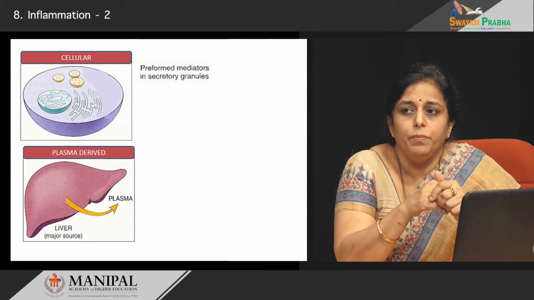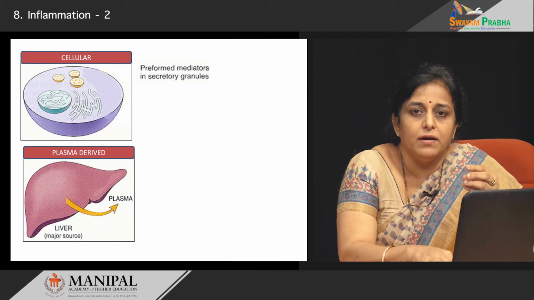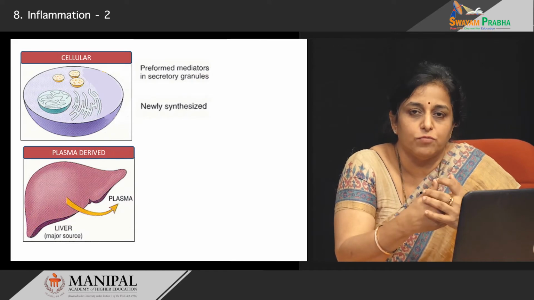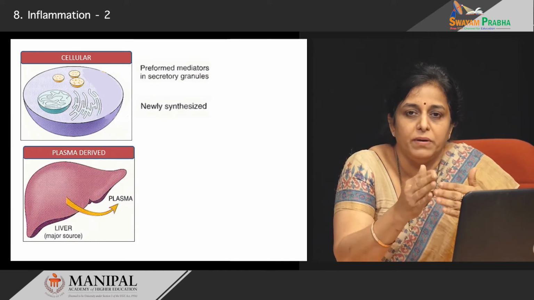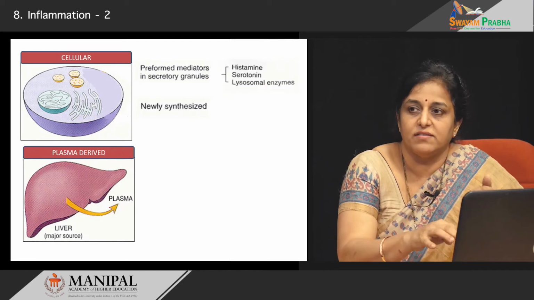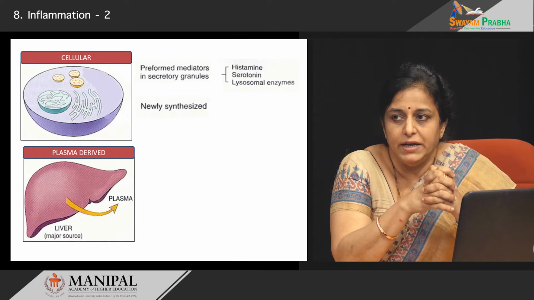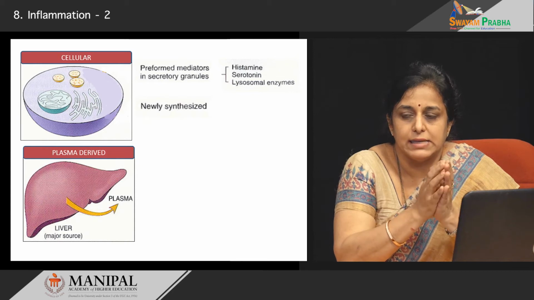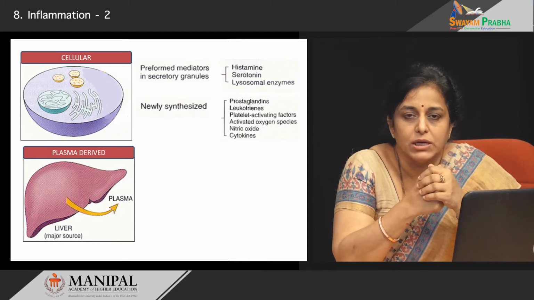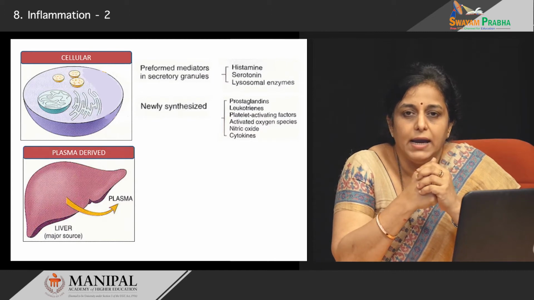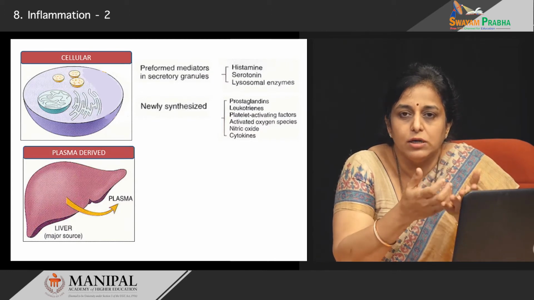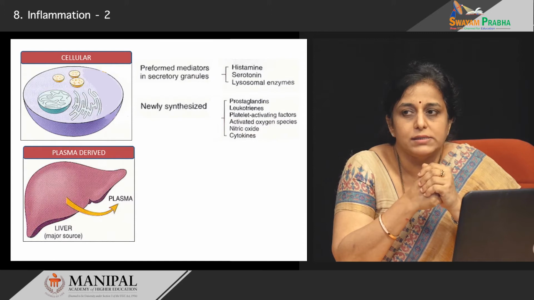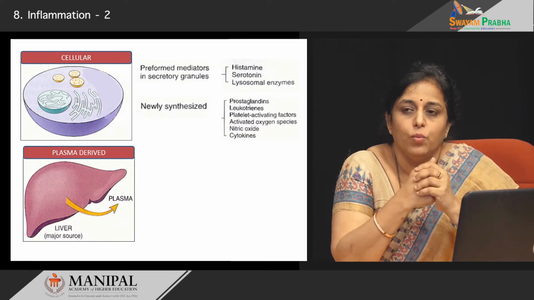Now, the cellular again, they could be preformed, which means the cells could have this present at all times within them, or they are newly synthesized in response to the inflammation. So, cellular could be preformed or it could be newly synthesized. Some of the examples of preformed mediators are histamine, serotonin, lysosomal enzymes. They are always present within the cells. Newly formed examples are prostaglandins, leukotrienes, PAF or platelet activating factor. We just learnt oxygen species that is formed in response to inflammation, nitric oxide, cytokines, etc., which are generated or synthesized when there is a need.